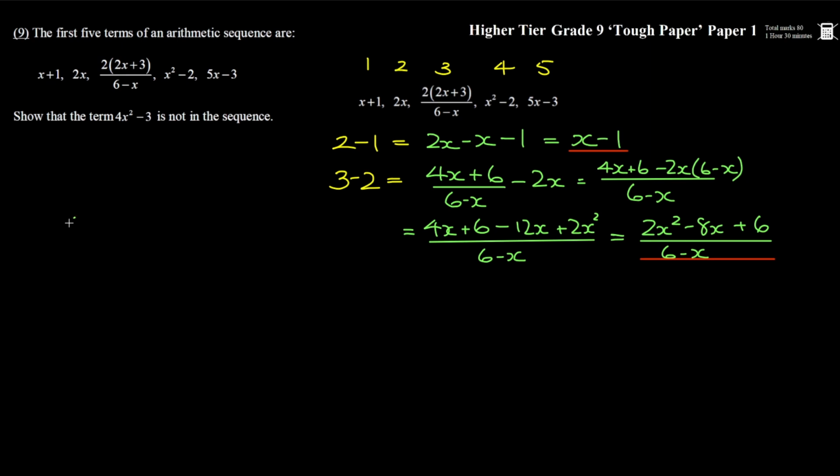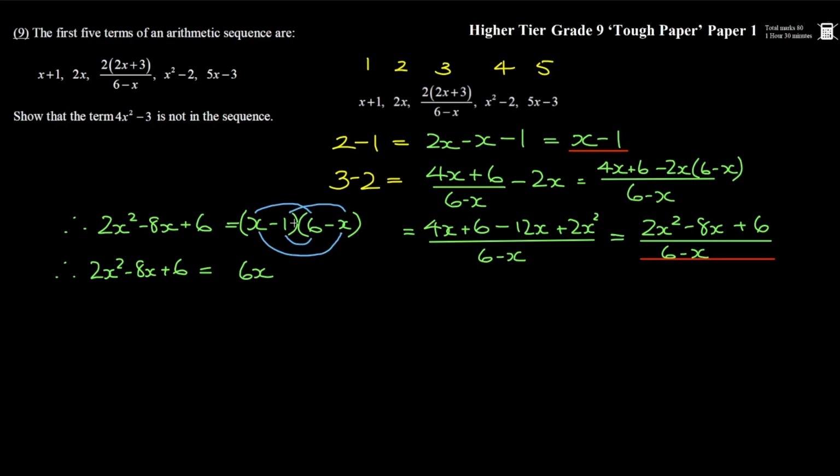So cross-multiplying, I get that 2x squared minus 8x plus 6 is equal to these two multiplied together: x minus 1, 6 minus x. So multiplying the right-hand side out, usual routine, we get 6x. Negative times negative is positive, so this is positive x, negative 6, and negative x squared. I'm going to put everything on the left-hand side and equal 0.